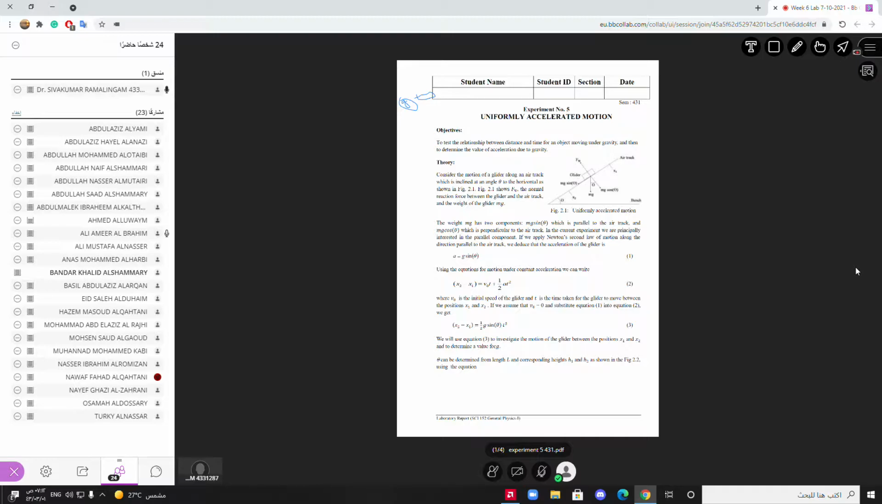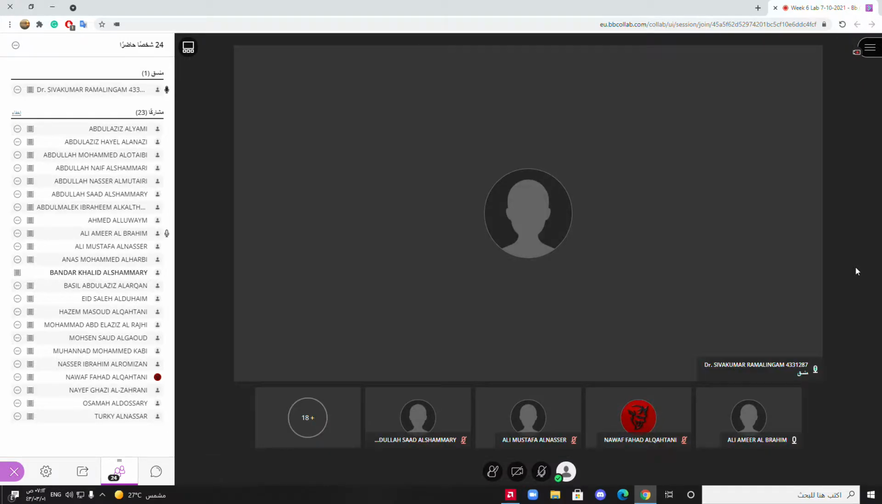Now we are going to check the relations between the distance traveled and the time taken to travel the distance, and use these relations to calculate the acceleration due to gravity. This is our objective. Now let us go to the actual experiment.